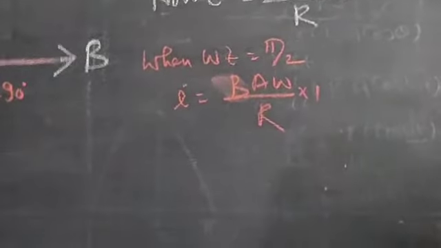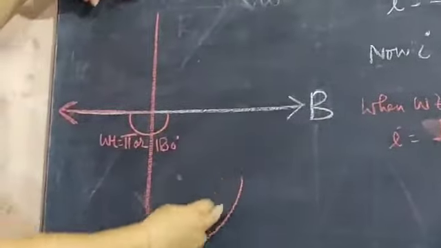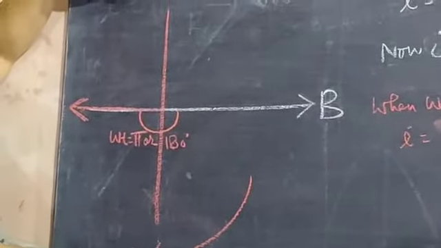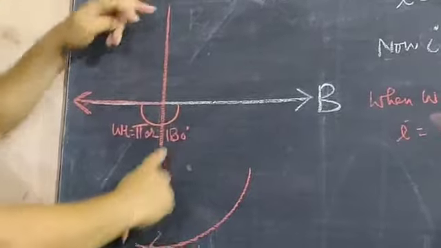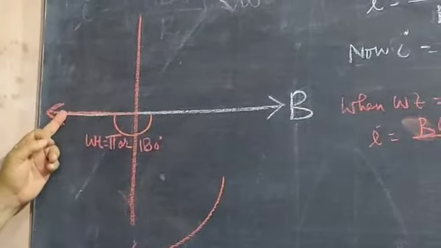Now, when the plane of the coil has rotated by half a rotation, that is by an angle of 180 degree, its area vector has now come in this direction, it is pointing in this direction.